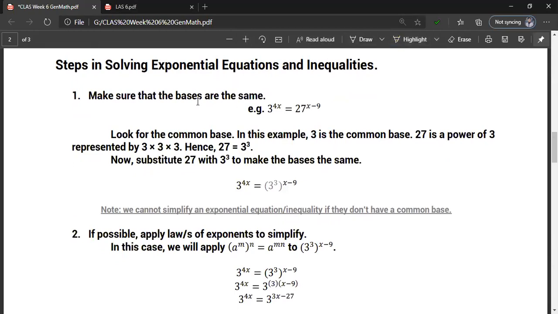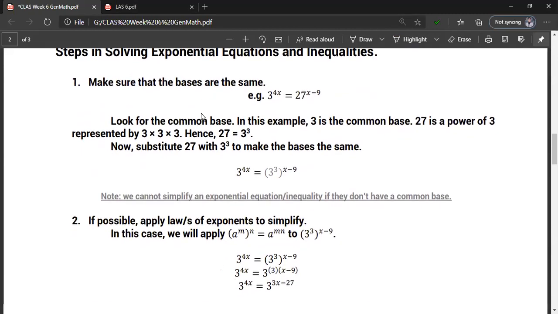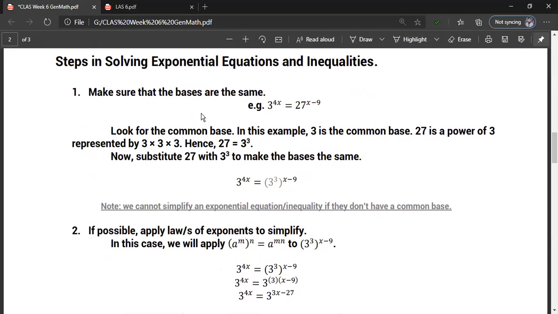Ayan siya. Ito na tayo. Steps in solving exponential equations and inequalities. So number 1, make sure that the bases are the same. Ayan, may example ako dito. Yung example ko is 3 raised to 4x equals 27 raised to x minus 9. So sabi dyan, look for the common base. In this example, 3 is the common base.